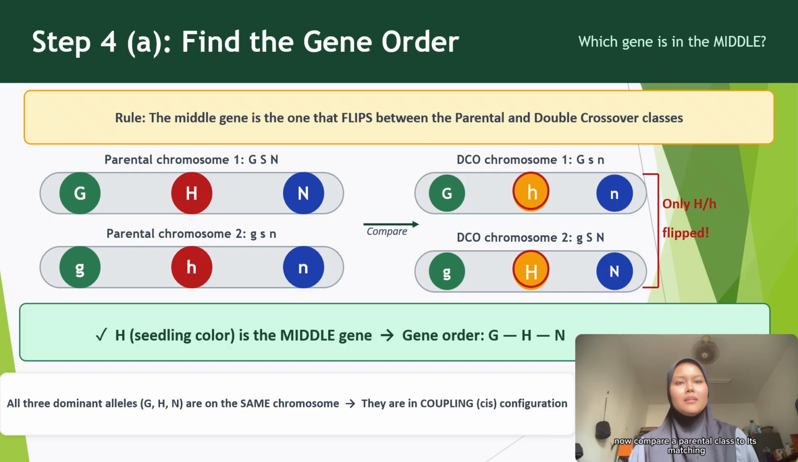Now compare a parental class to its matching double crossover class. Parental gives green pod, green seedling, normal. The double crossover gives green pod, bluish-green seedling, and creeper. Notice the pod color staying the same, which is green in both. Only seedling color and creeper trait change together. In a double crossover, the middle gene is the one that flips while the two outer genes stay linked. Since pod color didn't flip, pod color is the middle, so the gene order is seedling color, pod color, and creeper.